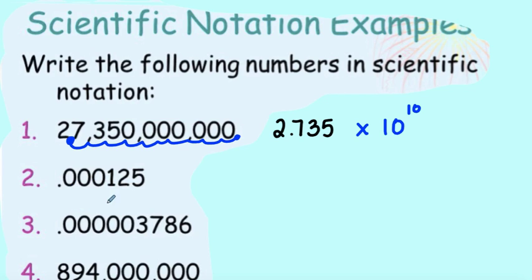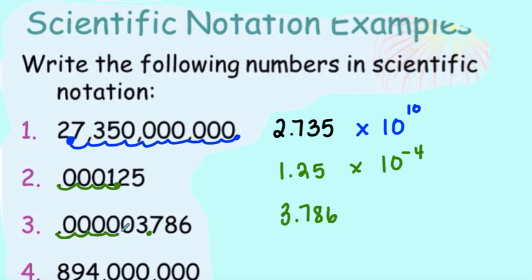All right, 0.00125. Okay, I'm making a smaller number, so it's going to be a negative exponent. The decimal point would have to go there, so 1.25. It has to be bigger than 1, less than 10. I move that decimal place 1, 2, 3, 4 places, so it would be 10 to the negative 4, okay? All right, here I've got a very small number, so again, it's going to be a negative exponent, and I need the decimal to be right there. So 3.786. 1, 2, 3, 4, 5, 6. So it would be times 10 to the negative 6.